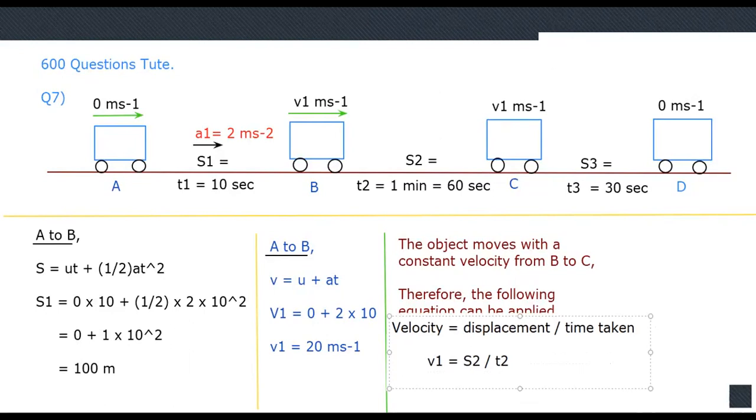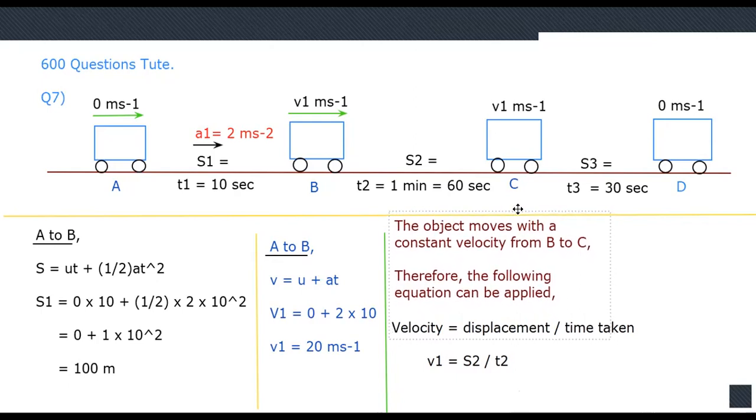Can you do the rest and find this S2, dear? Lamai? Are you there with me? Yes, sir. Can you do the rest and find the displacement S2? Can you hear me? Yes. Yes, sir.